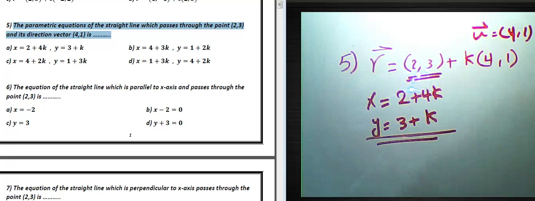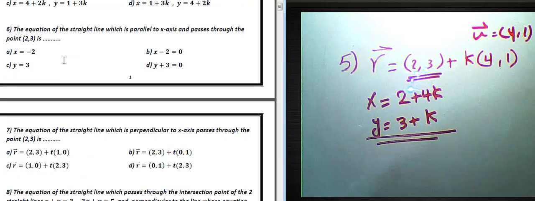Question number 6. Okay, in this example you must choose what? x equal 2 plus 4k and y equal 3 plus k. That is the result here, choose letter A.